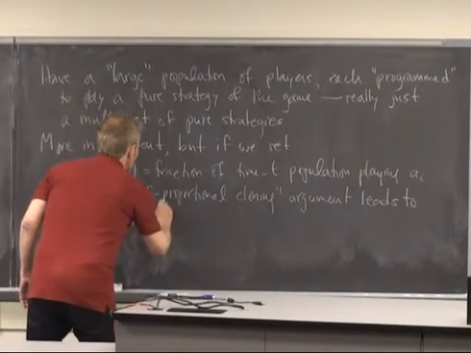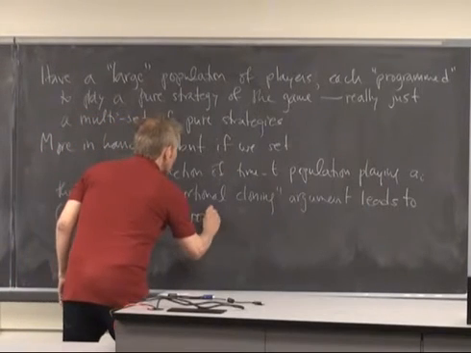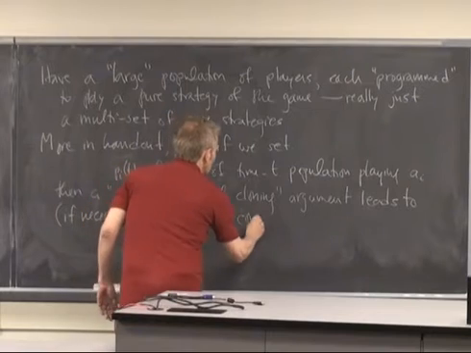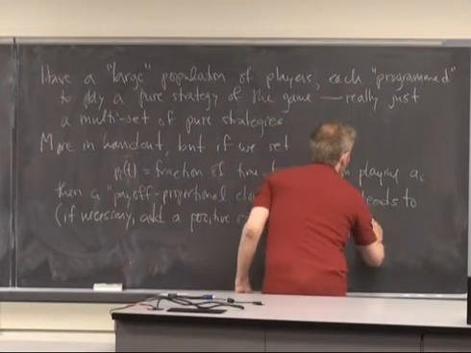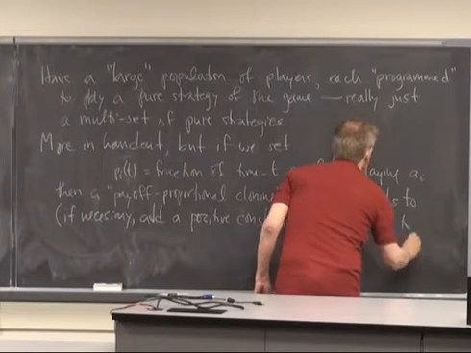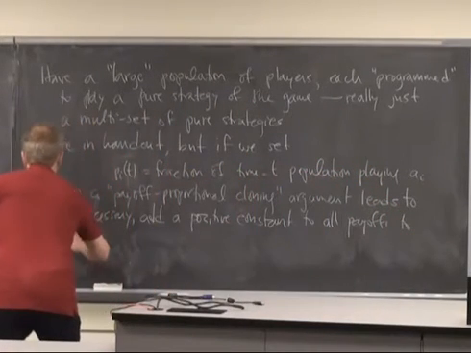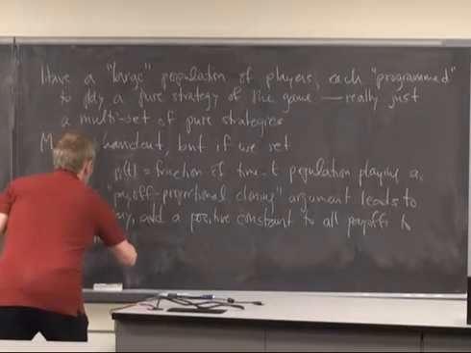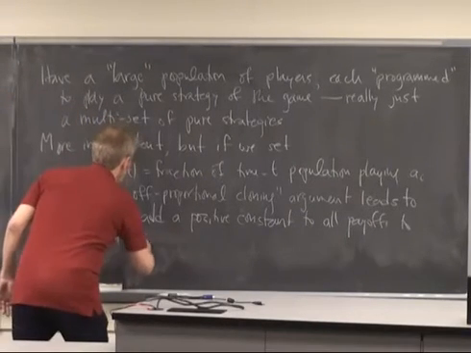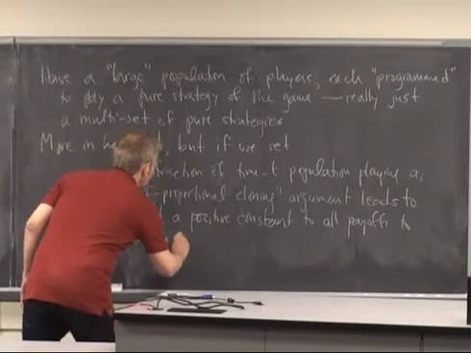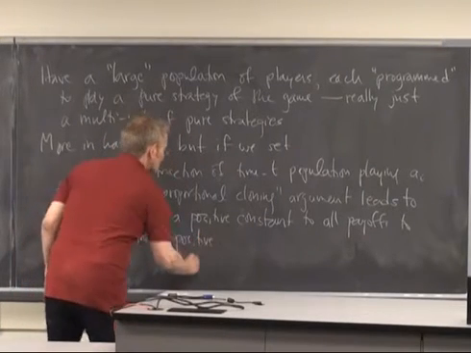you add a positive constant to all the payoffs in the game to make them strictly positive. And that's sort of analogous to assuming that the fitness function in a genetic algorithm was strictly positive. And this turns out not to matter.